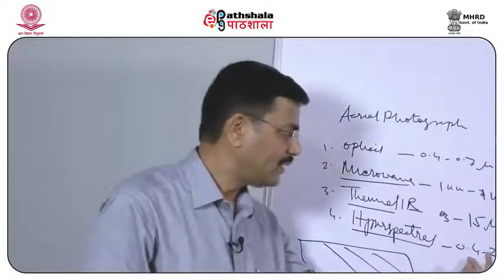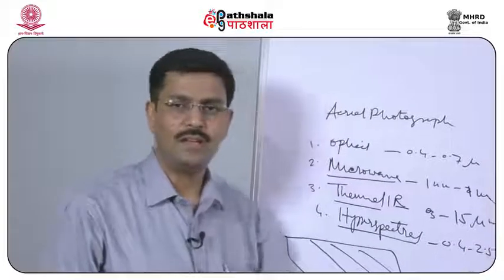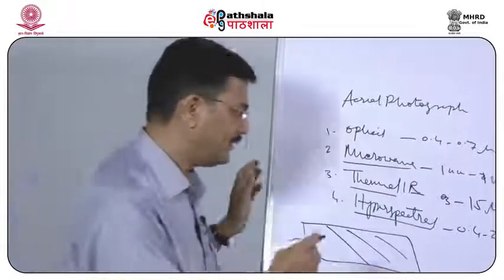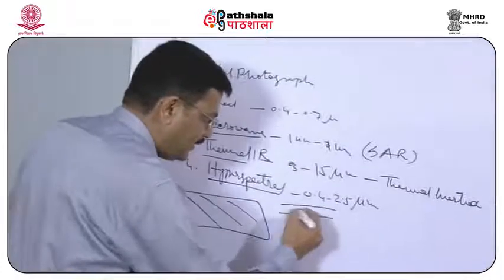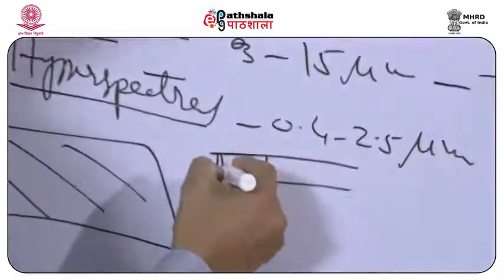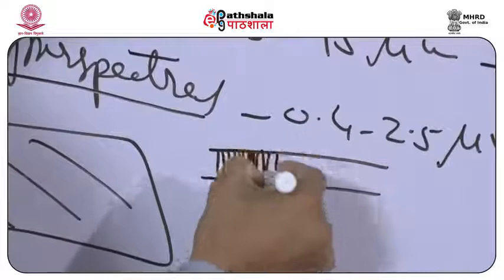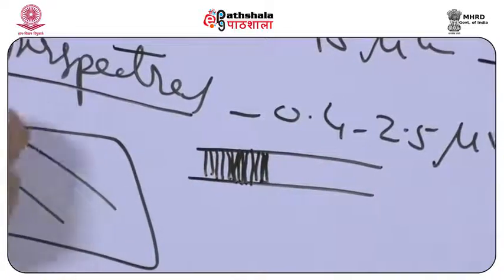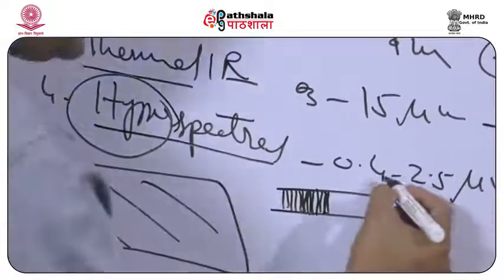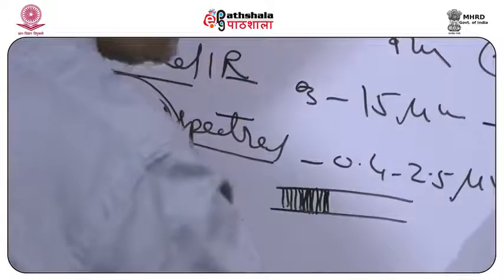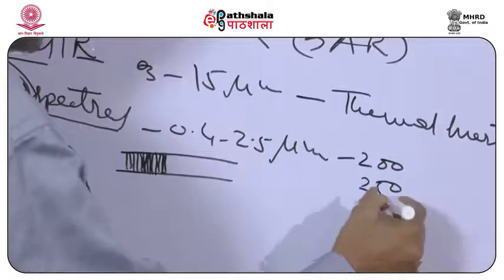If you see this spectral region, it is very small, 0.4 to 2.5 micrometer, but what it does is split any particular part of the surface of the earth into very fine, narrow, discrete bands, and therefore the name says hyper. So, hyperspectral data, the range is 0.4 to 2.5, but the bands are more than 200, sometimes 250, sometimes 350 or something like that.